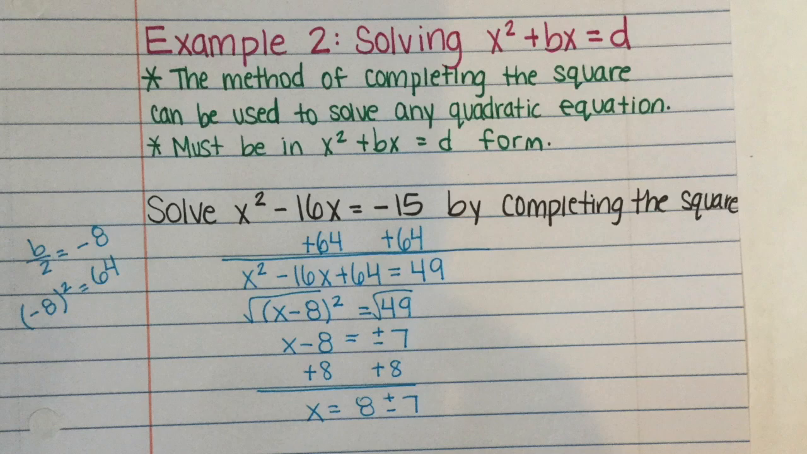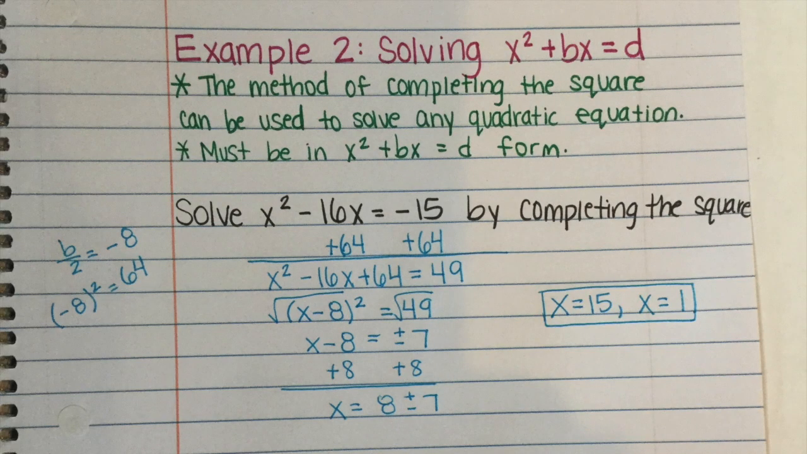So then my last step here is to add 8 to both sides of the equal sign. And I'm left with x is equal to 8 plus 7 or 8 minus 7. And that plus or minus is important. And just as a reminder, the reason it's plus or minus is because when I took the square root of 49, the square root of 49 could be positive 7 or negative 7. So that is an important step there. So my final solution for this quadratic equation is that x is equal to 15 or x is equal to 1. And that is because 8 plus 7 equals 15 and 8 minus 7 is equal to 1.